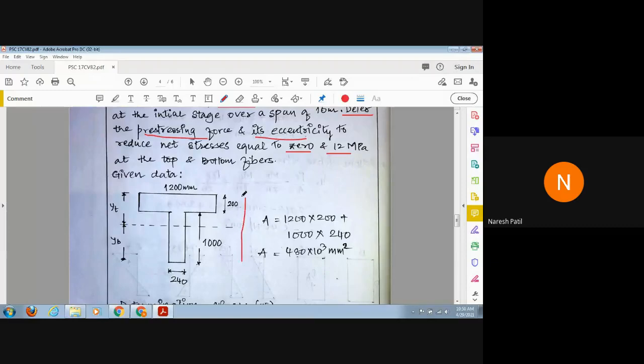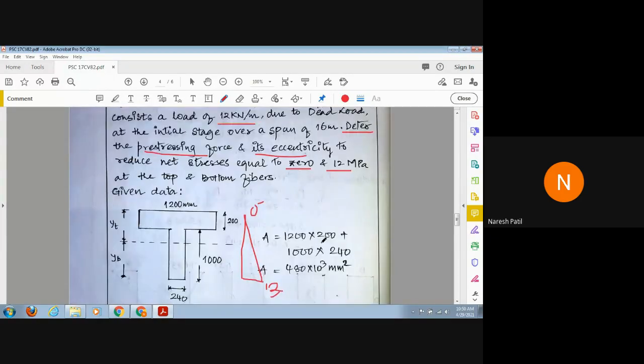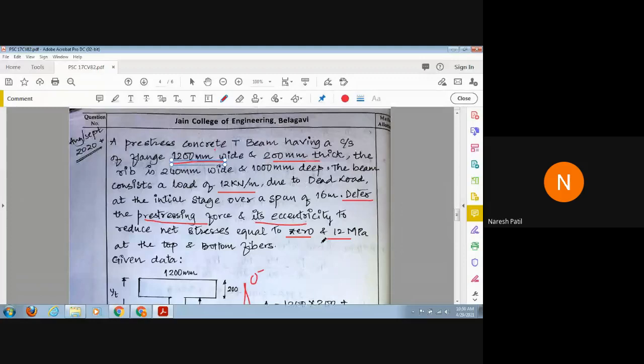So the 0 and 12. The net stress is 0 at top, 12 at bottom. So we have to equate the total stress equal to this, for top fiber and bottom fiber. Did you understand the question? Anyone? Ashwarya Hudar? Yes, sir. Okay, very good.